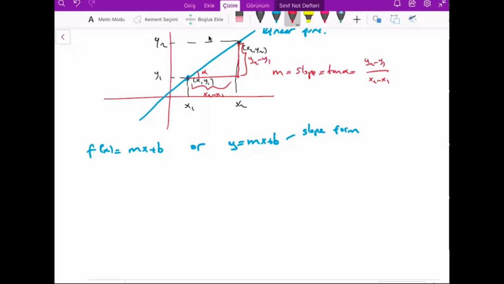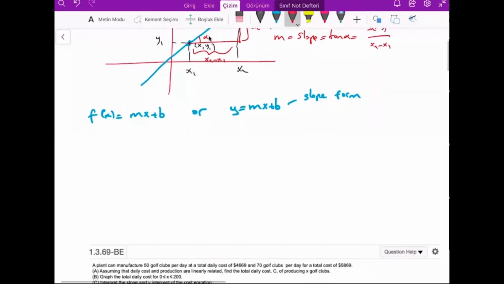Sometimes the slope is given directly. But anyway, if you know two points, you can write the equation of the line easily. In the example, I will show that. This is slope form. We have other forms of the linear function or linear equations.